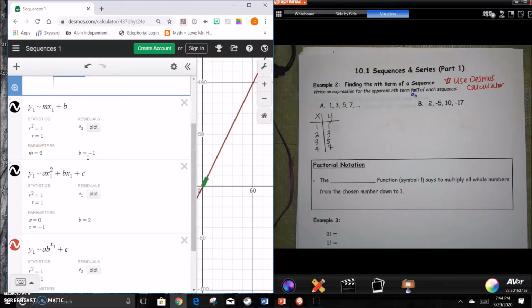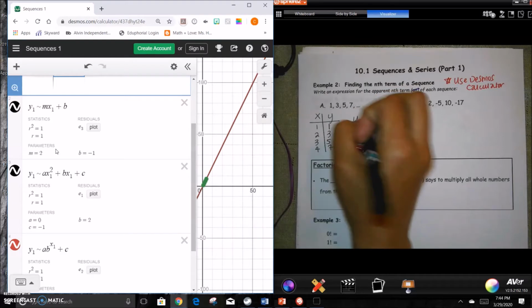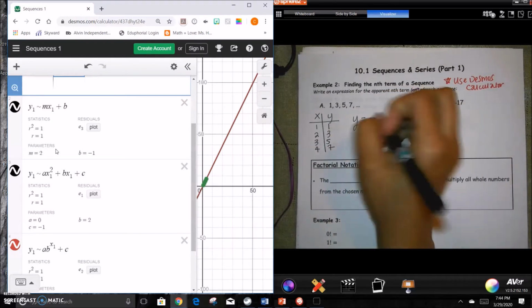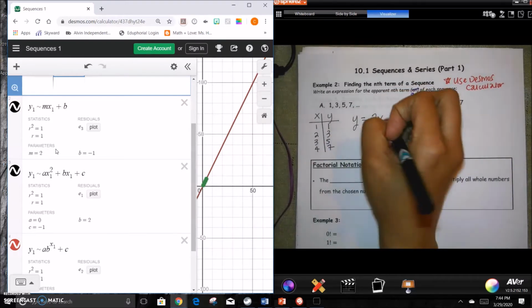We all know that linear functions follow the format y equals mx plus b, which is how I have it written up here. Don't change it because this is already set. All right, so when I'm over here on my assignment and it's asking me what the equation is, then you simply need to write y equals 2x minus 1.